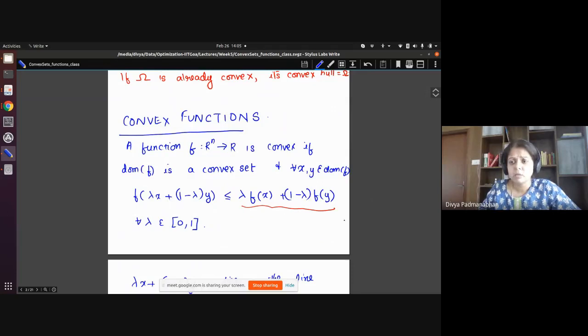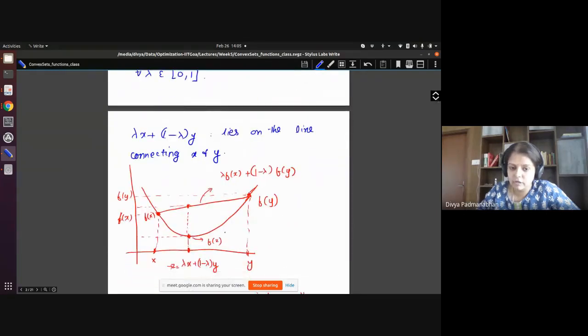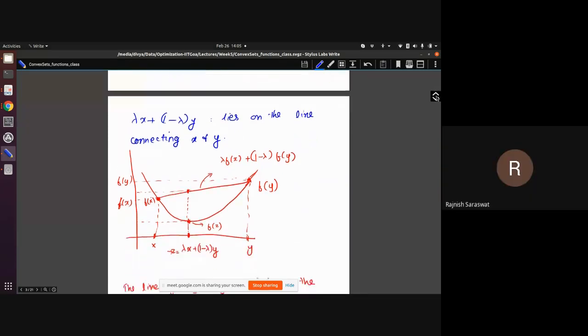We were looking at convex functions through this definition, which said that if you take a function and take any two points, and you have the line joining the two function values, and you take a point in between, the function value at that point lies below the line joining the two function values. That was the idea behind convex functions.